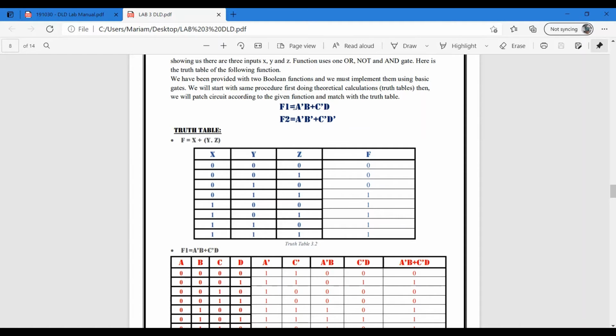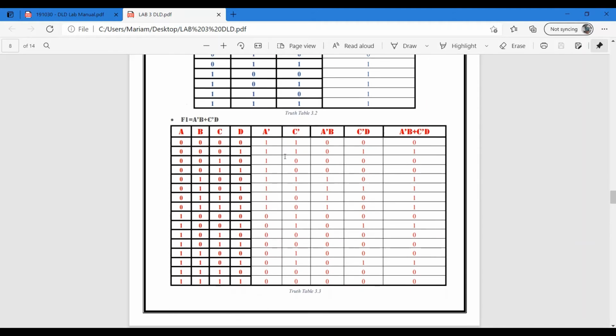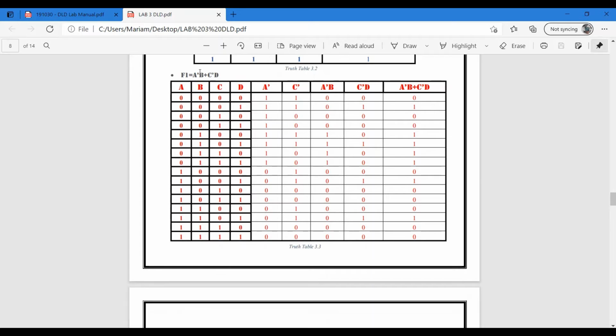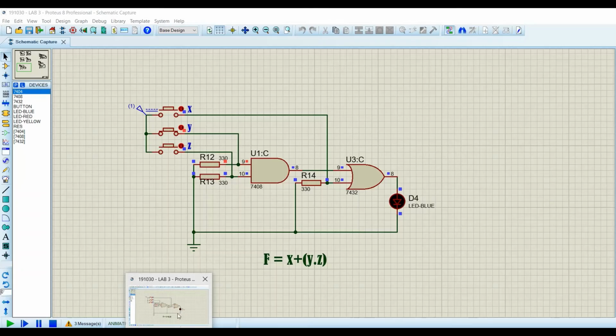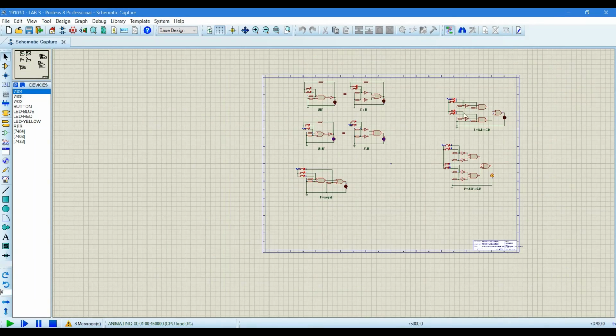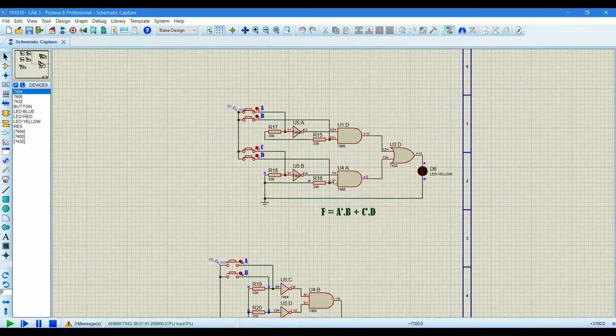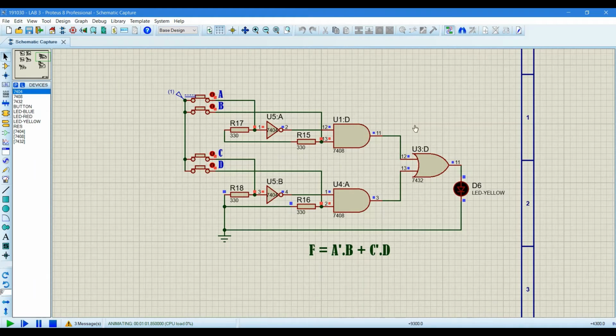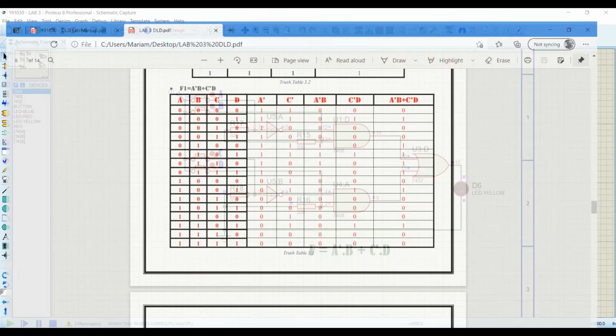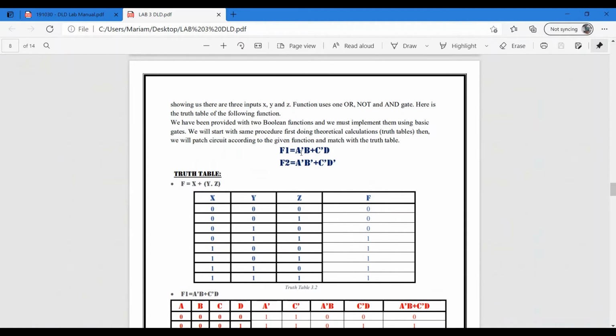The next is f1 equal to A complement B plus C complement D. So A complement dot B plus C complement dot D. Let's run this. So let's see how we implement this circuit: A complement B plus C complement D.